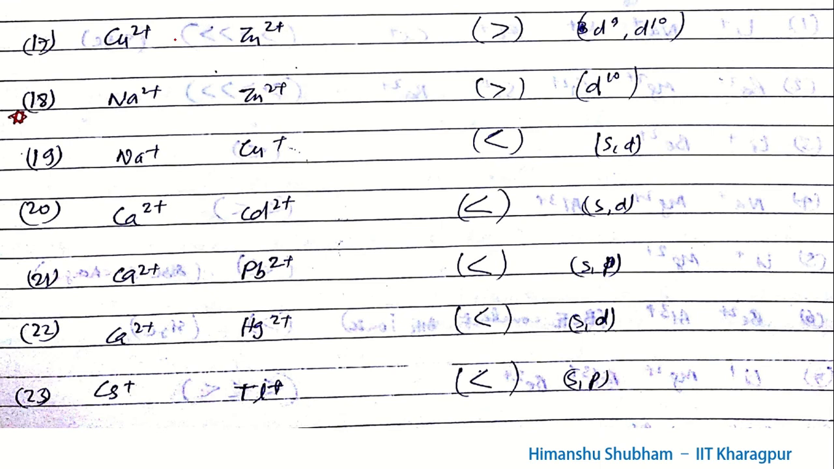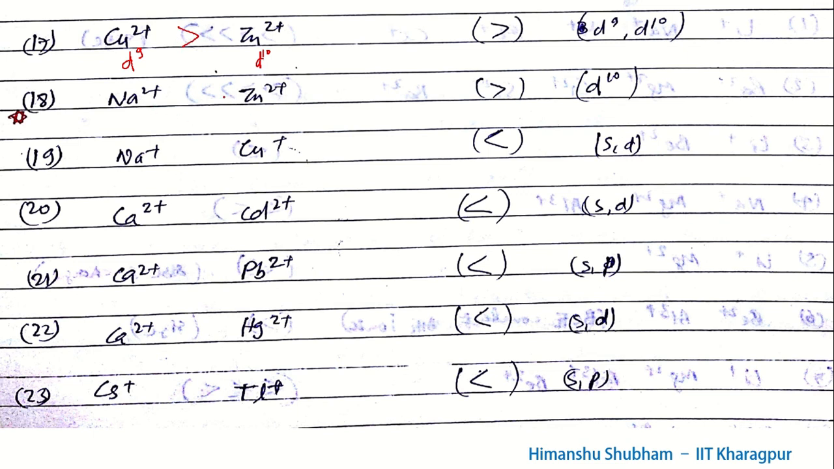Now for the next question, we have Cu2+ and Zn2+. Zn2+ has a d10 configuration and Cu2+ has a d9 configuration. We have learned that whenever we need to compare cations having d1 to d9 electronic configuration and d10 electronic configuration, then the polarizing power of the cation having d1 to d9 electronic configuration will always be greater. So here Cu2+ will have a greater polarizing power.